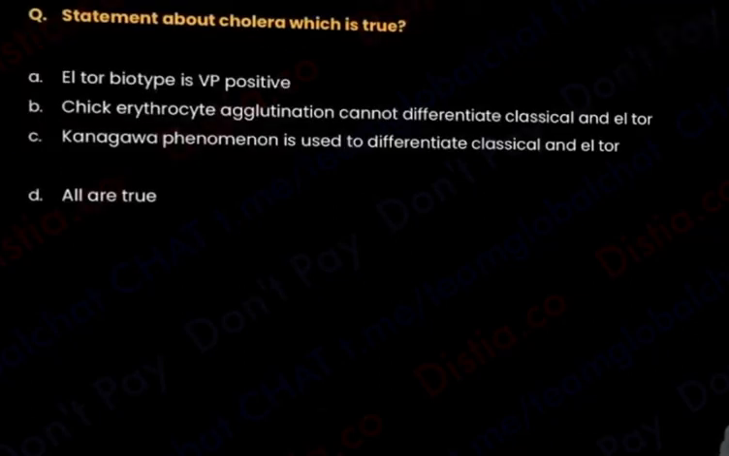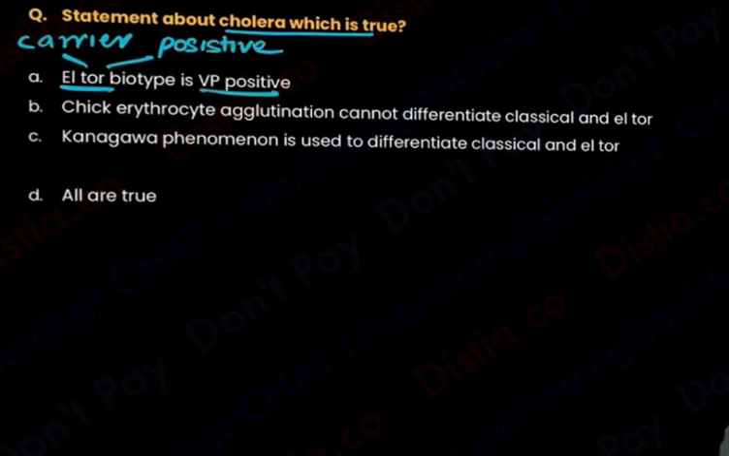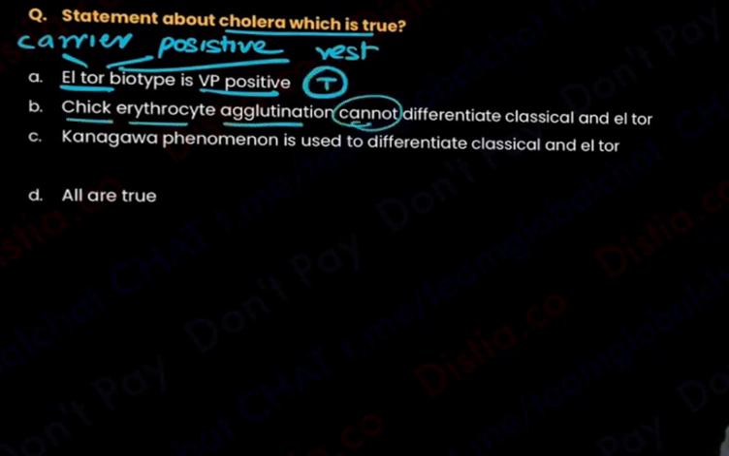Coming to the next one, statement about cholera which is true. The Eltor biotype is VP positive. I had studied three things in Eltor: one, it will cause a carrier state. Second, everything is gonna be positive, so the VP test must be positive only, and everything is gonna be resistant. So anyway, this is gonna be true. Next, the chick erythrocyte agglutination cannot differentiate between classical and Eltor. Of course it can. In Eltor everything will be positive, in classical it will be negative, so it can differentiate.